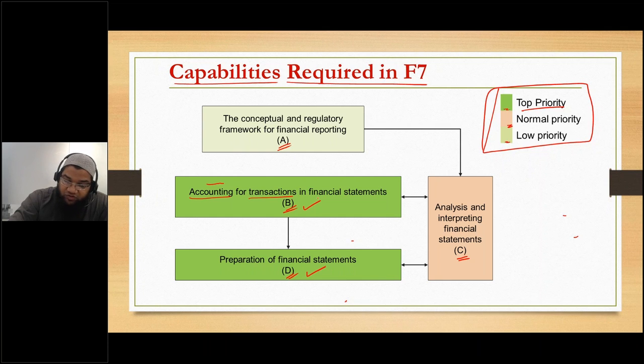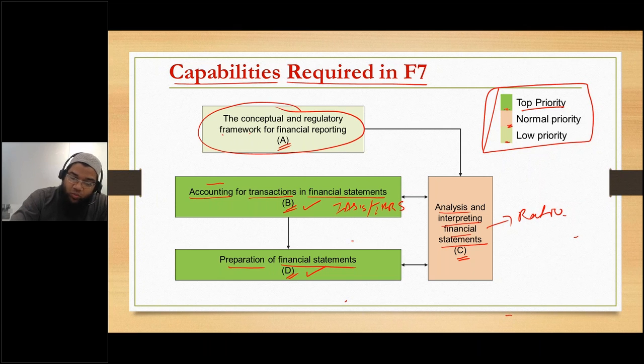Part B includes accounting for transactions in the financial statements, which means all of the accounting standards, the IASs and IFRS. And the second is preparation of the financial statements, which means the preparation of the entity-specific financials as well as the consolidated financials. Both will be included in part D. Part C is the analysis and interpretation of the financial statements, which means ratio analysis. And part A is the framework, which includes the conceptual and the regulatory framework. So this is an overview of the capabilities that are required to pass your paper F7.